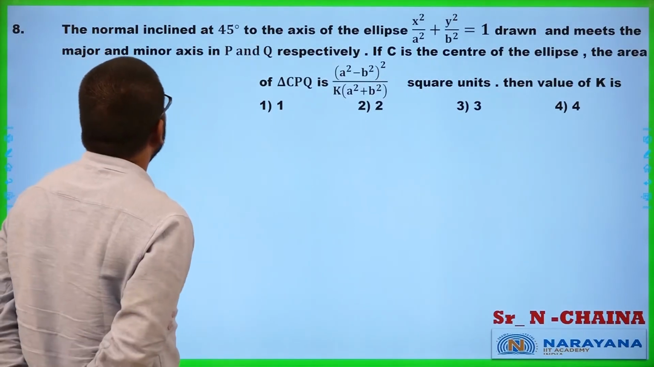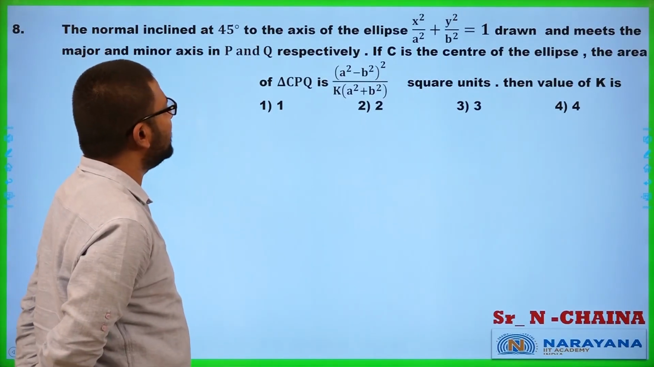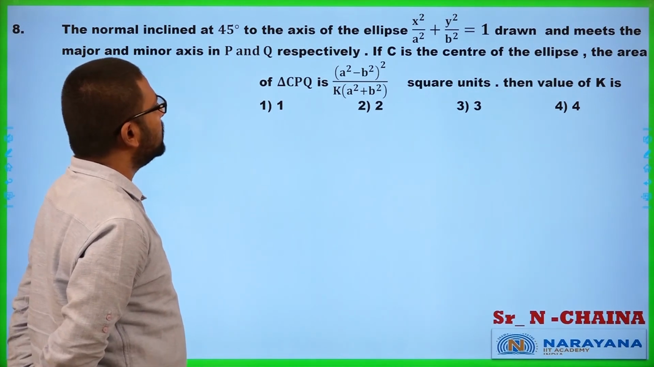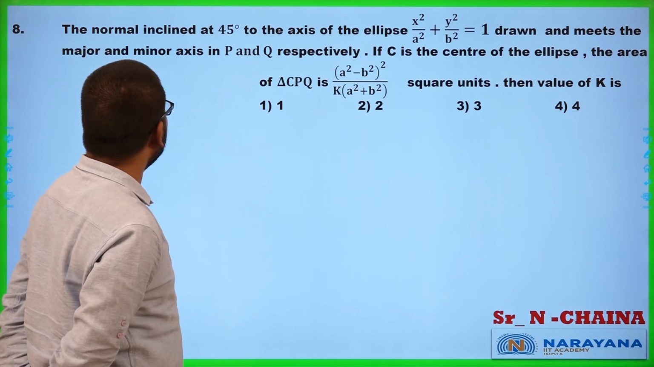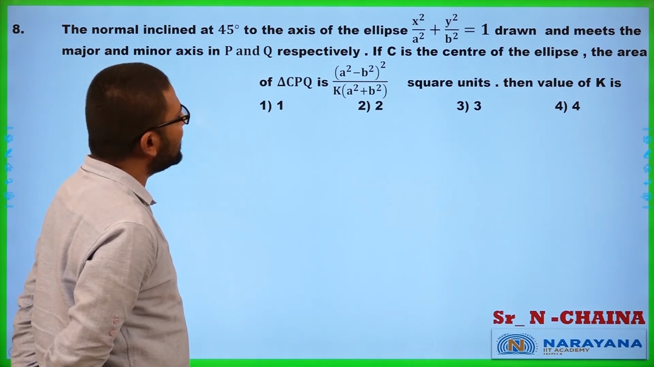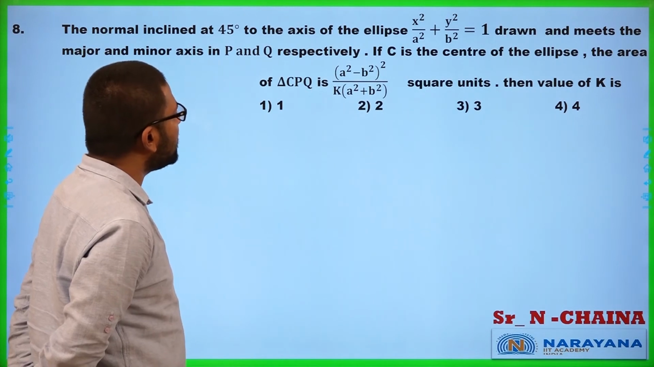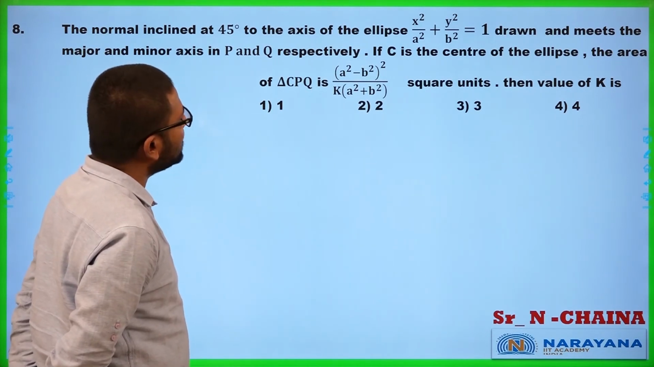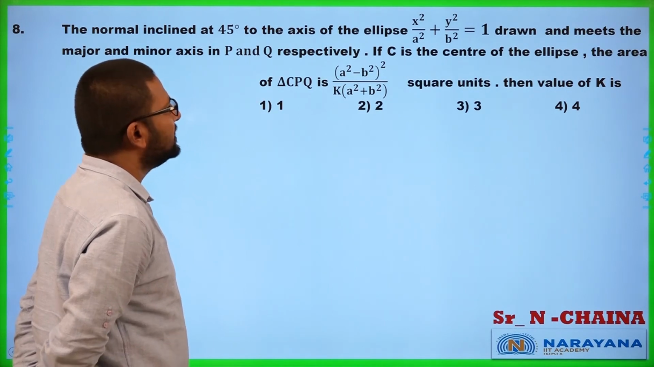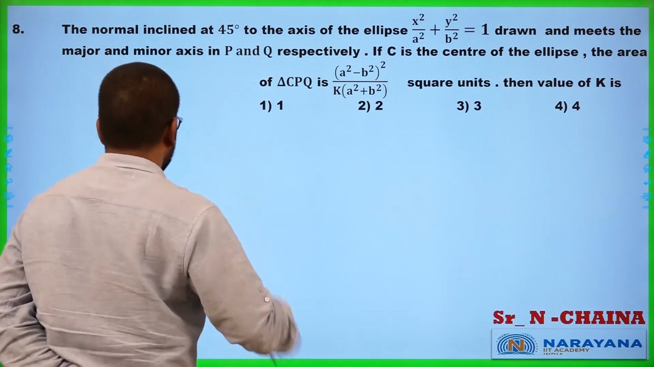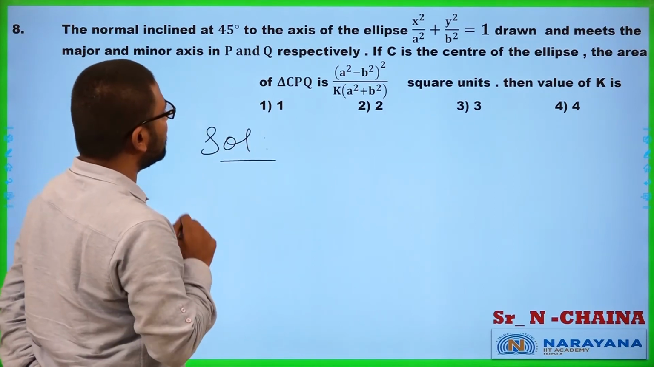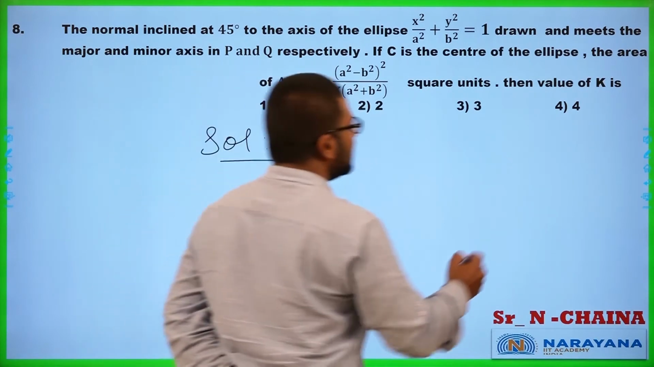The normal inclined at 45 degrees to the axis of the ellipse x²/a² + y²/b² = 1 is drawn and meets the major and minor axis in P and Q respectively. If C is the center of the ellipse, the area of triangle CPQ is (a² - b²)² upon k into (a² + b²) square units. Then the value of k is what? Alright, so there is a normal that is inclined at 45 degrees to this ellipse, which is a standard ellipse.